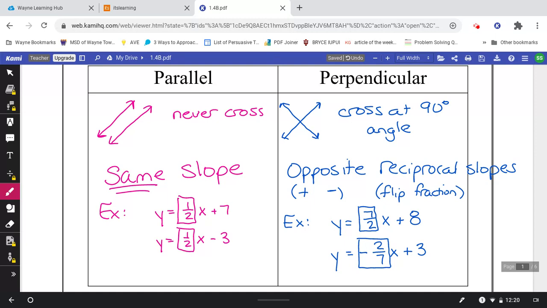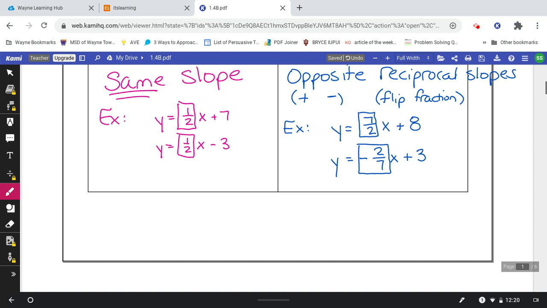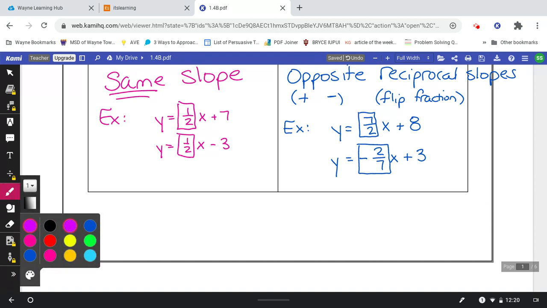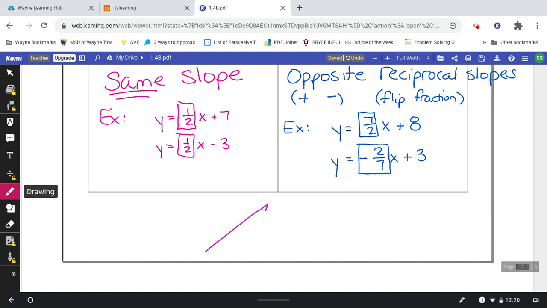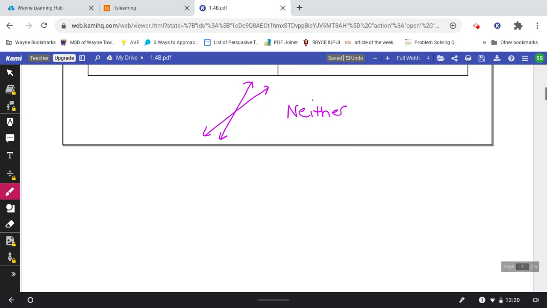Now there are a lot of lines that are neither parallel nor perpendicular. So if two lines cross and they're not quite making a 90-degree angle, something like this, right? That would be neither parallel or perpendicular. So that would not fall into either category. We call that neither. Let's practice a couple of these.